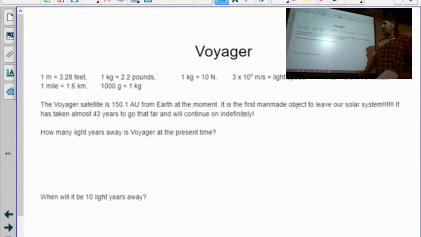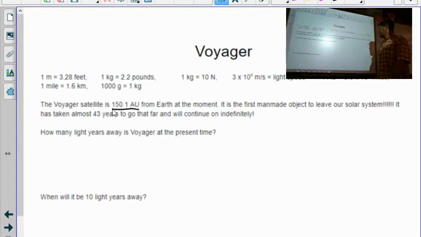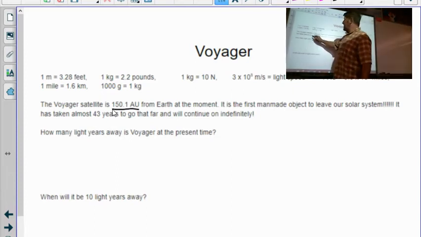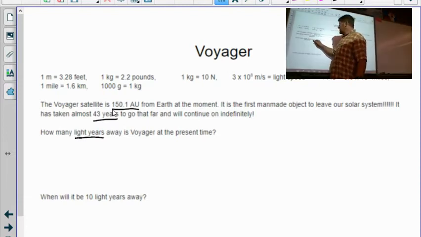Okay, so for this one, it is a very, very difficult problem, especially this bottom one. So if you don't want to attempt this, don't worry about it. Voyager is 150.1 AUs from Earth. It is farther than any object man has made. It's been going out for 43 years. And my question is, how many light years away is it?